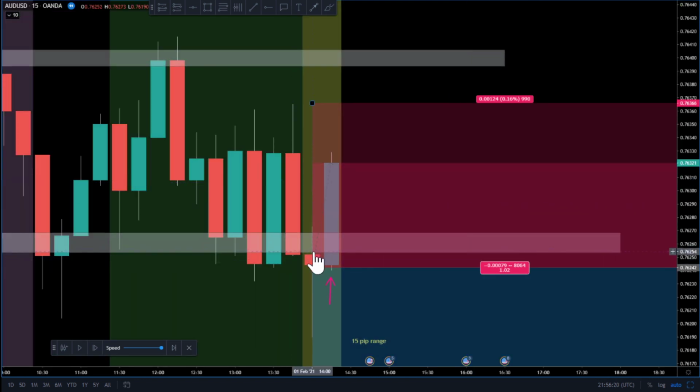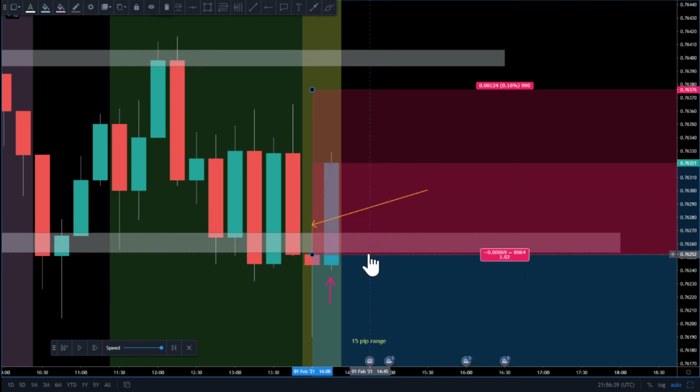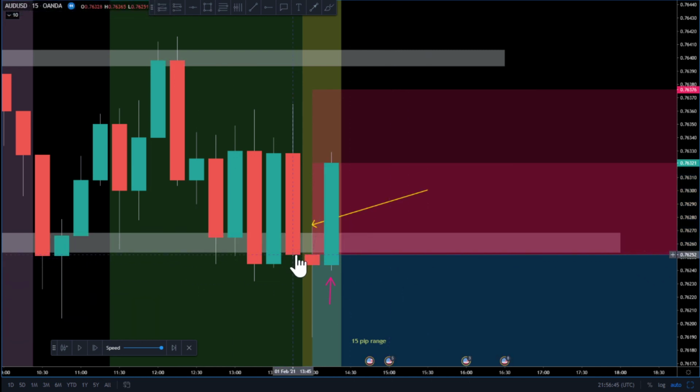So this is the one that wicked all the way down and then came back up to my entry. Came all the way back to my entry. Then when it started breaking the highs at this level here, when it broke the highs, it was, oops, what have I done? Turn that back.